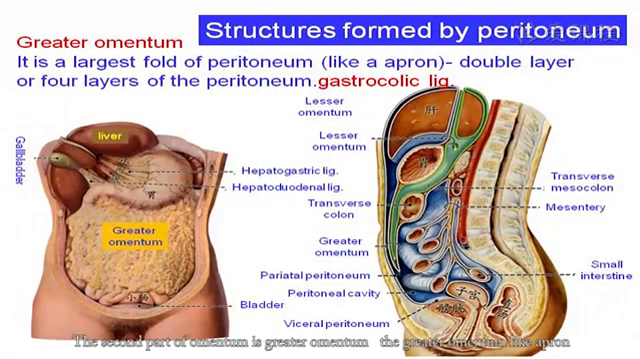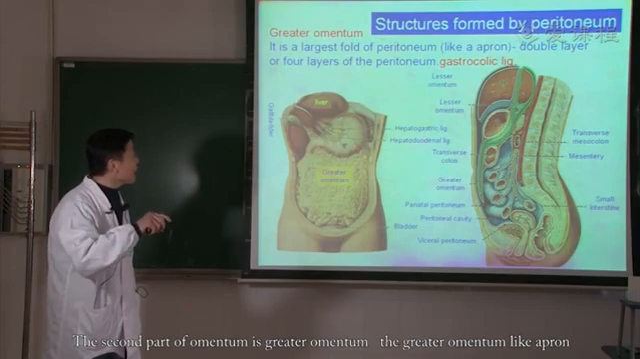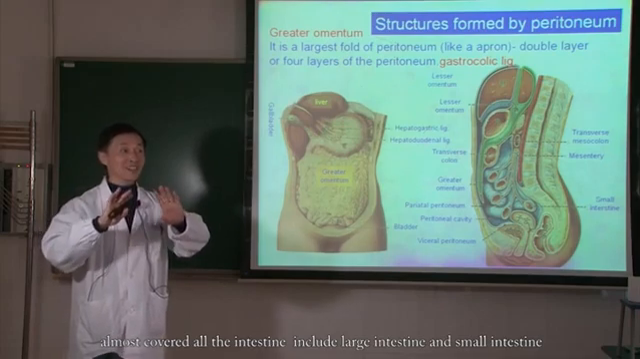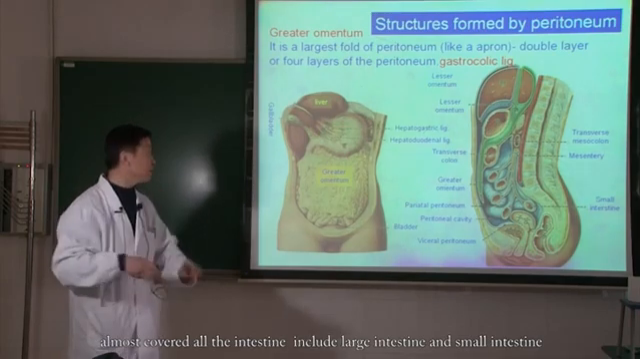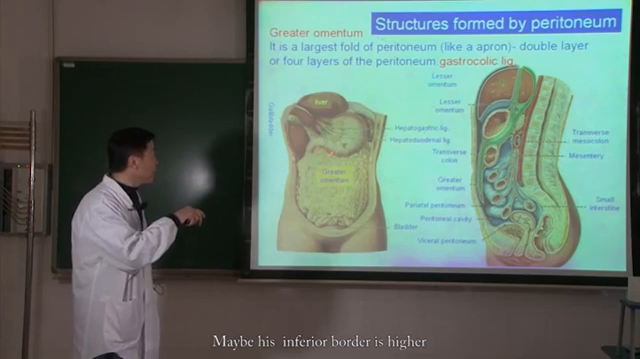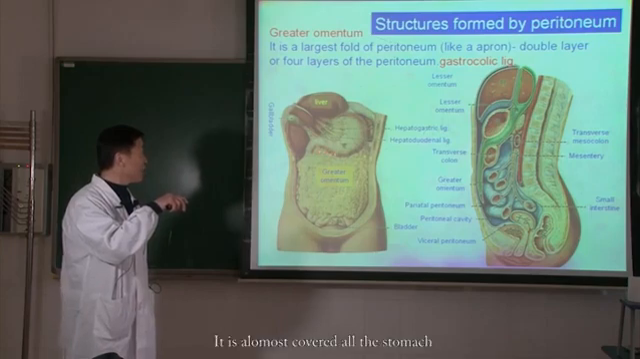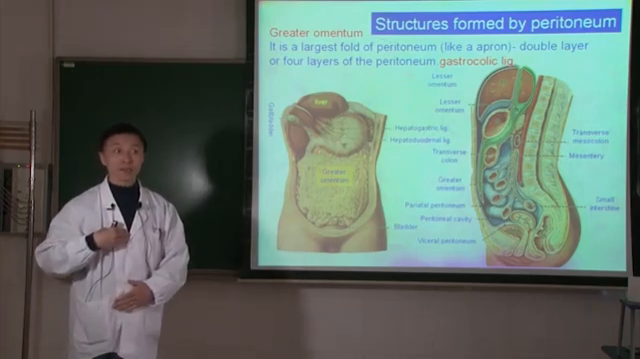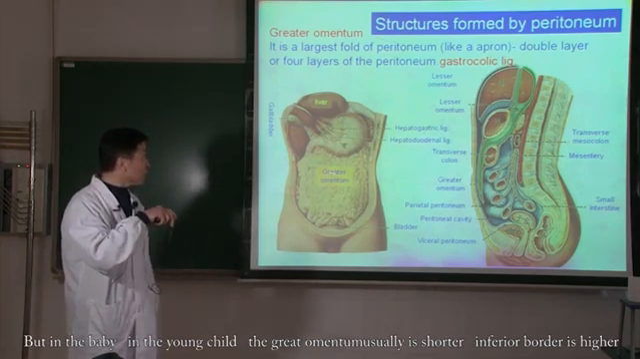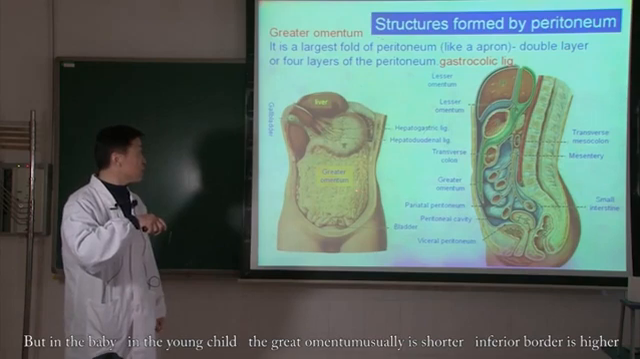The second part of the omentum is the greater omentum. The greater omentum, like an apron, almost covers all the intestine, including the large intestine and the small intestine. In a baby or young child, the greater omentum is usually shorter, and its inferior border is higher. But in adults, it almost covers all the stomach.